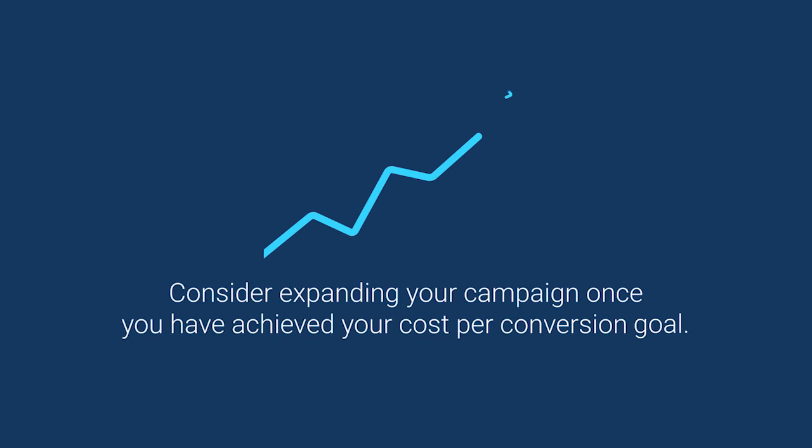Consider expanding your campaign once you have achieved your cost per conversion goal. Don't readjust bids to raise positions and traffic on the keywords that already have good cost per conversion. Instead, you can add new ones. You should then work on optimizing these new keywords toward your cost per conversion goal. This strategy can be used to find a balance between conversion volume and an efficient cost per conversion.